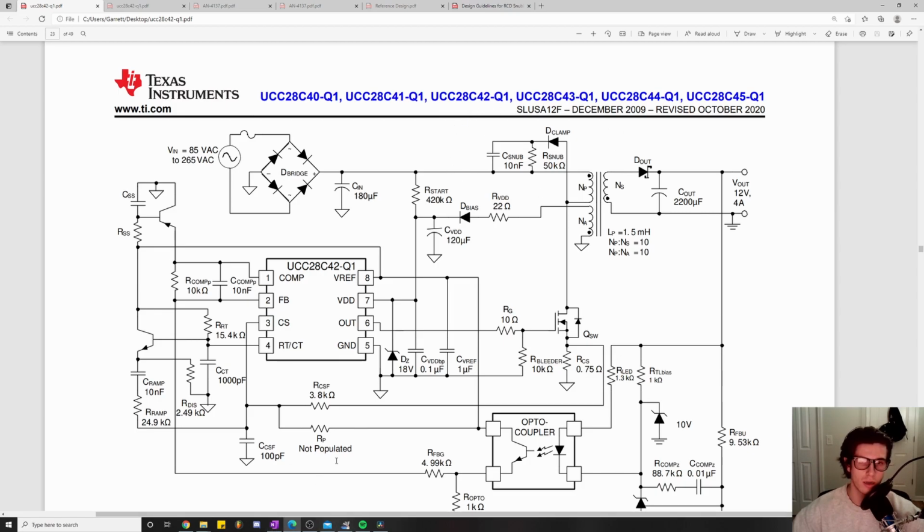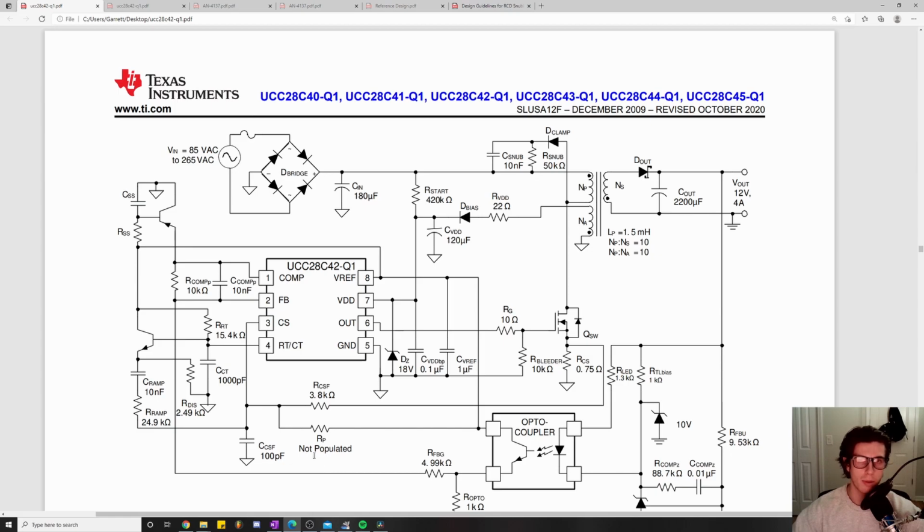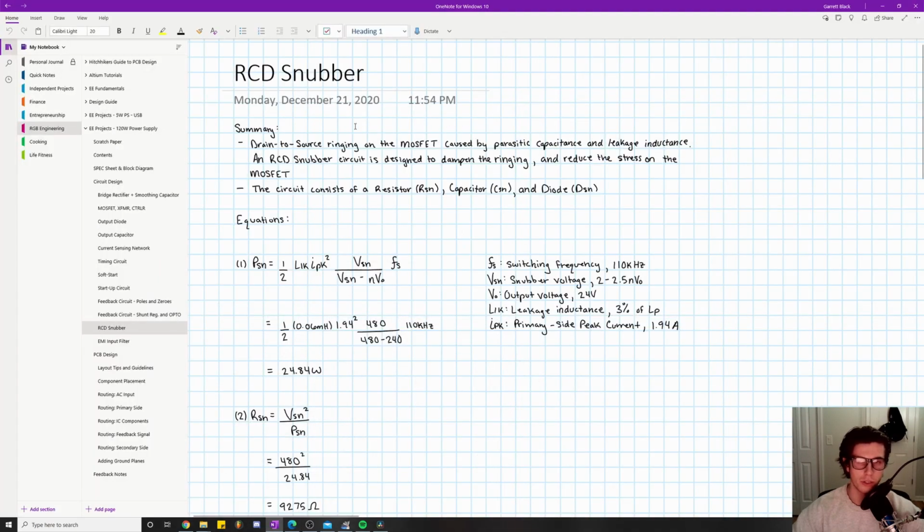If you want a detailed explanation of what the RCD snubber is, how it works, what it does, go check out a previous video I have, which I'll link in the description. It's an in-depth tutorial on all things RCD snubber. In this video, we're just going to be designing the RCD snubber for our specific application, and that's the extent to which I'll cover this. Like I said, if you want more information, go check out that video I linked in the description. So without further ado, let's jump into it.